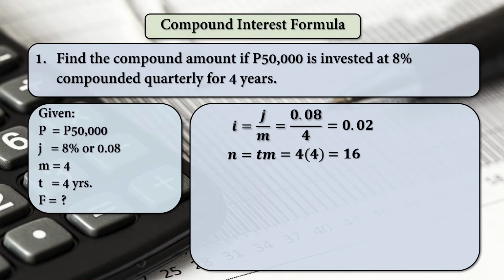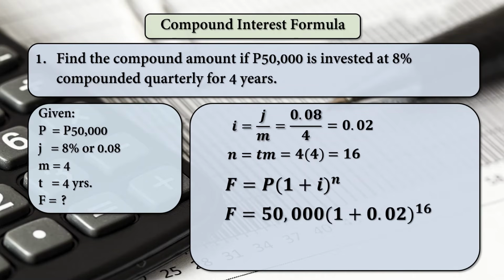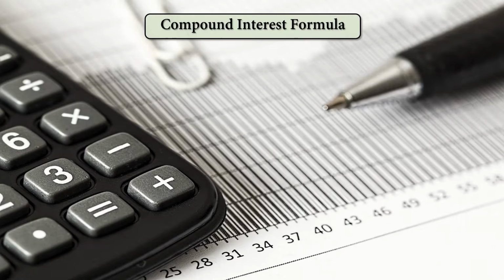So, using our compound amount formula, F is equal to P times the quantity of 1 plus i raised to n. Substitute natin yung mga values. P is 50,000 pesos times 1 plus 0.02 raised to 16. So that is equal to 68,639 pesos and 29 centavos.